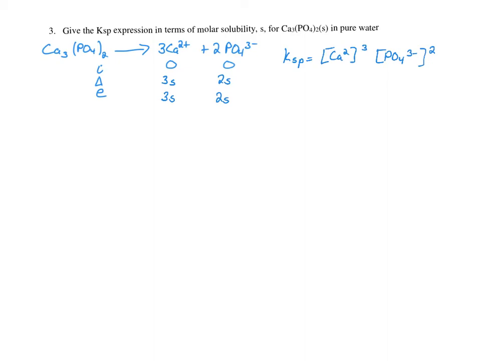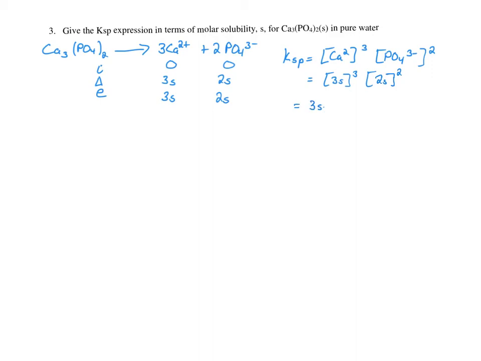Okay, writing our equilibrium constant expression, and we substitute in our values. Ca2+ has an equilibrium concentration of 3S. We need to raise that to the third power. Our equilibrium concentration of phosphate is 2S, and that has to be raised to the power 2.